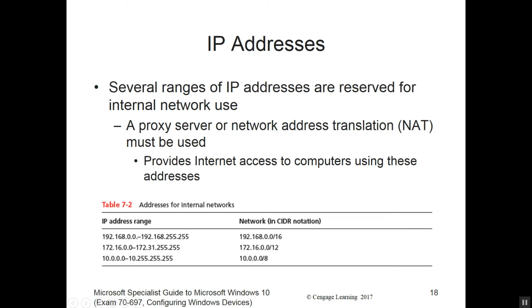So several ranges of IP addresses are reserved for internal network use. A proxy server or network address translation, NAT, must be used. That provides internet access to computers using these addresses. Addresses for internal networks: 192.168.0.0 to 192.168.255.255. So we've got from 0 to 255.